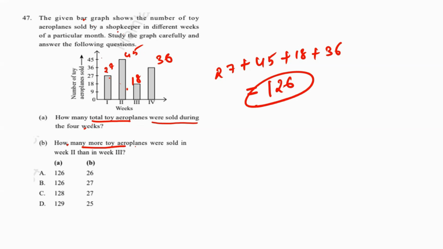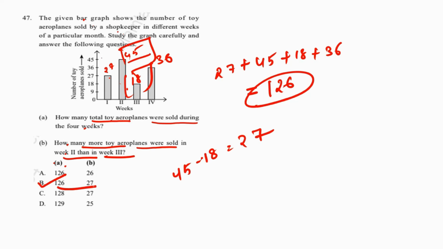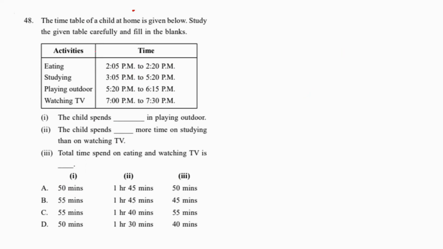Second part, how many more toy aeroplanes were sold in the second week compared to the third? Second week was 45, third week was 18, so it's 45 minus 18, that's 27. 126 and 27, option B is the required answer. Next question.